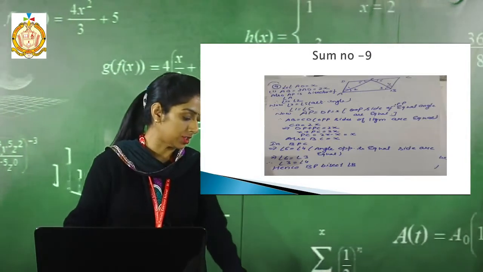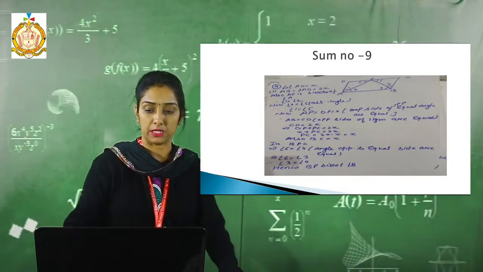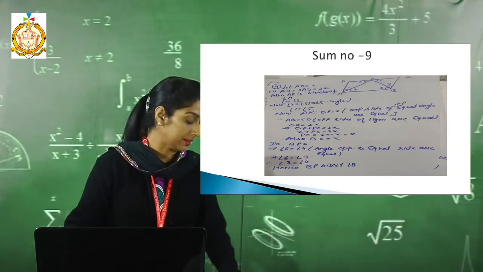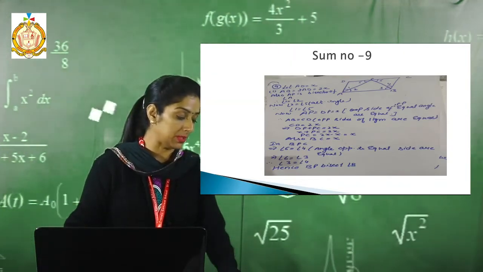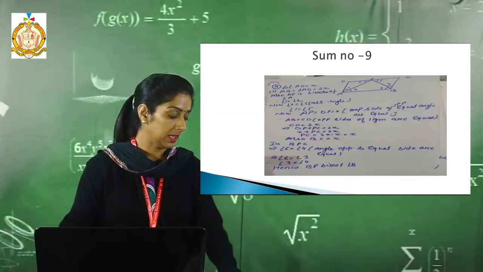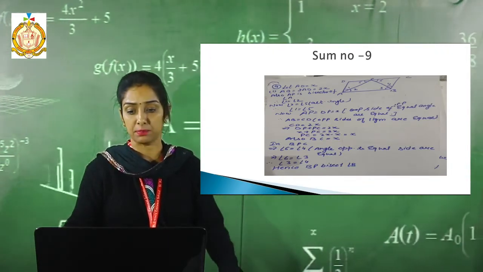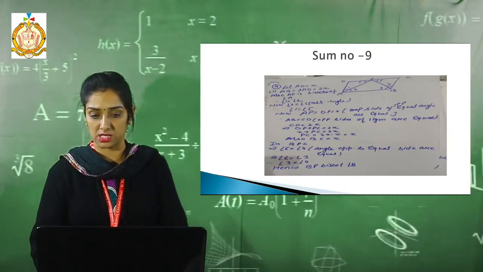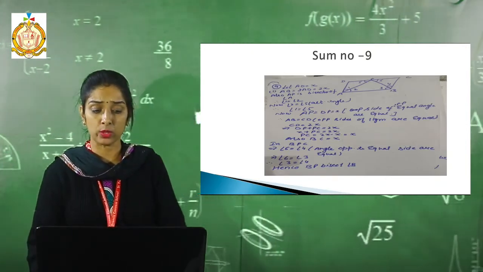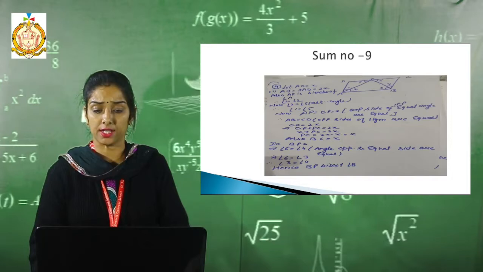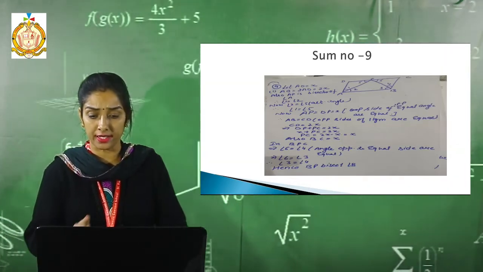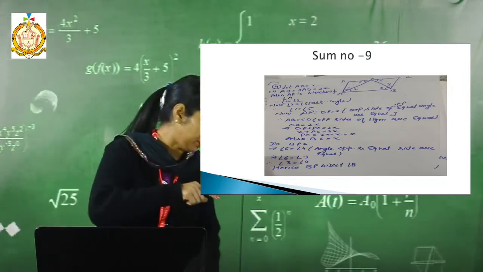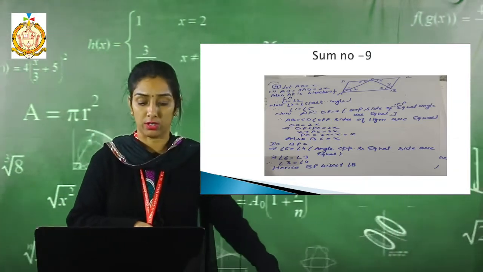Now come to the 9th question. In a parallelogram ABCD, prove that the bisector of angle A meets DC at P. Now see in the diagram, there is a parallelogram ABCD, right? Now here AD is equal to X and AB is equal to 2 times AD, which is given in your book, right?